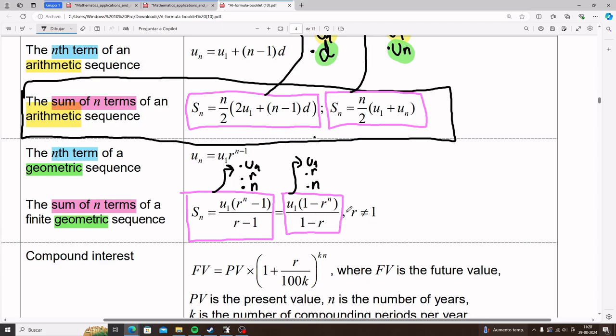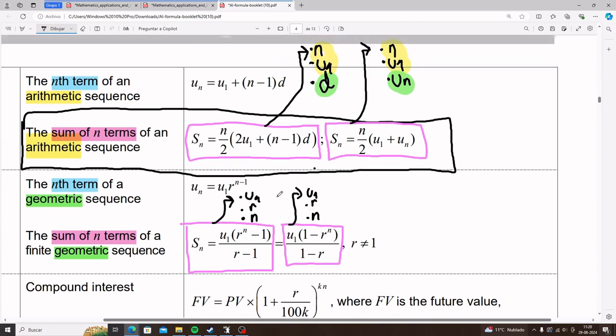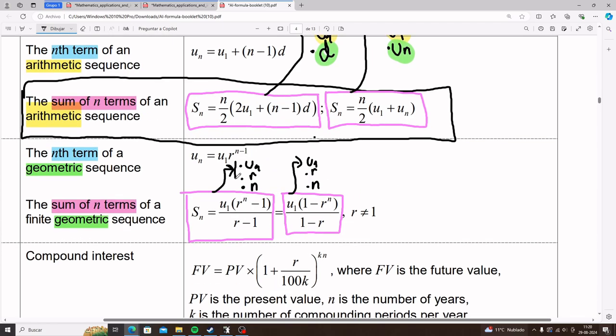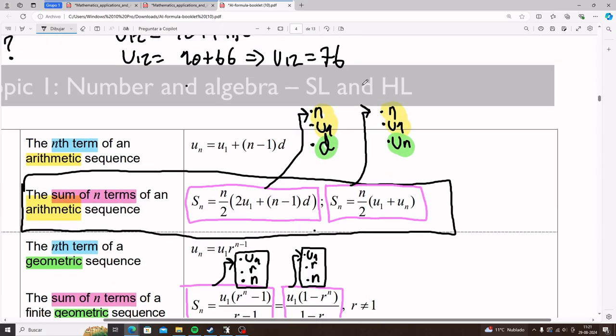For the sum of n terms of a geometric sequence, it does not matter which equation you use. I'm not sure why they put 2. Whatever. They both work. That's what I need you to understand. They both work because they both use the same amount of variables. So there will never be a scenario where you use one over the other. Well, up here for arithmetic, there are scenarios where you use one over the other, because the main difference is having d or having un.